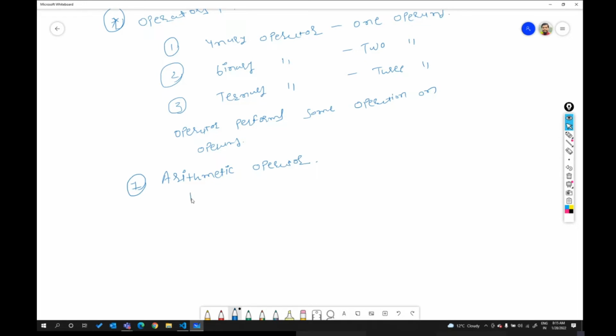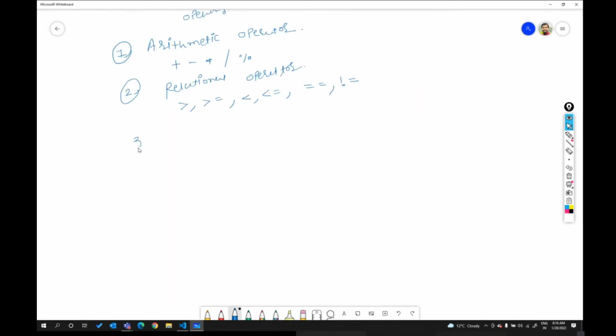So arithmetic operator will do addition, subtraction, multiplication, division and modulus. Second one is the relational operator. So relational operator is greater than, greater than or equal to, less than or equal to, is equal to, not equal to, like that way. So we are comparing two numbers. It is greater or greater than equal to, less than equal to, it is equal to or not equal to. Like that operator is called a relational operator.